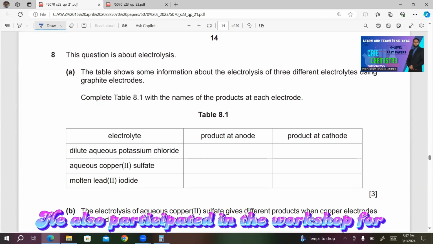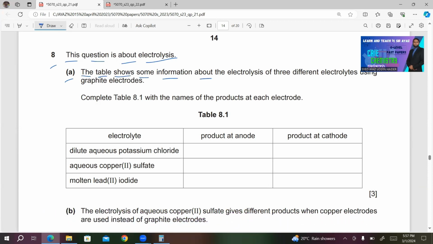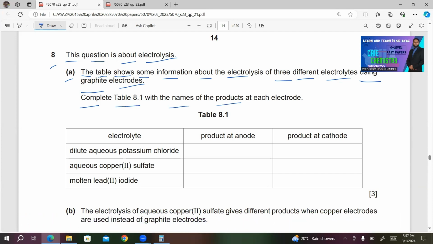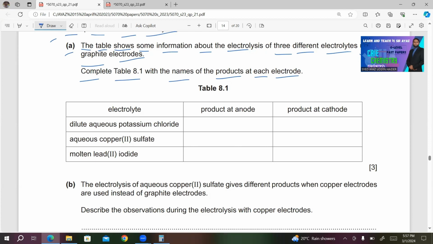Next question, question number 8. This question is about electrolysis. A. The table shows some information about the electrolysis of the three different electrolytes using graphite electrodes. Complete table 8.1 with the names of the products at each electrode. First, you are having dilute aqueous potassium chloride. Potassium chloride means KCl, and it's a dilute solution. So the product obtained at anode must be oxygen, and at cathode it must be hydrogen.